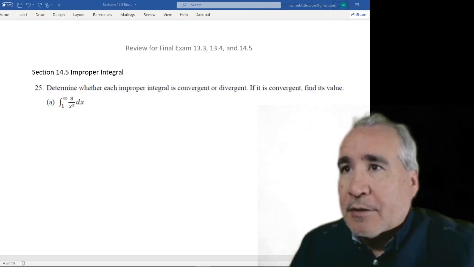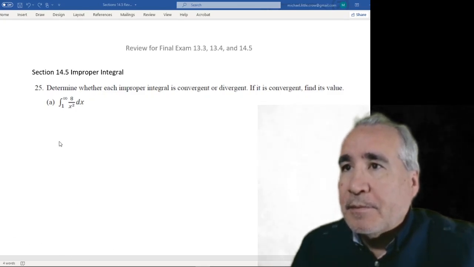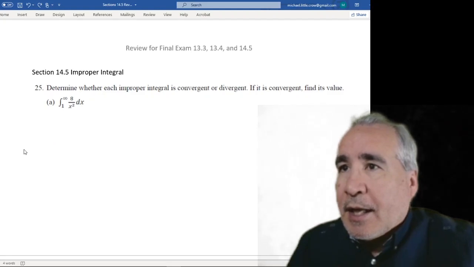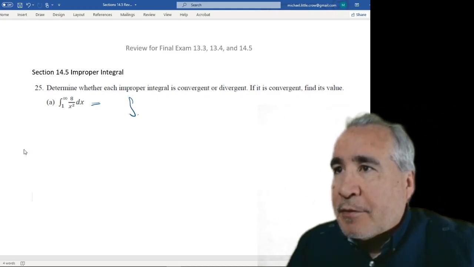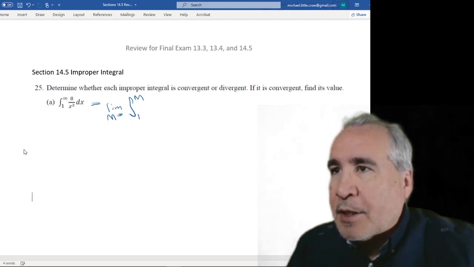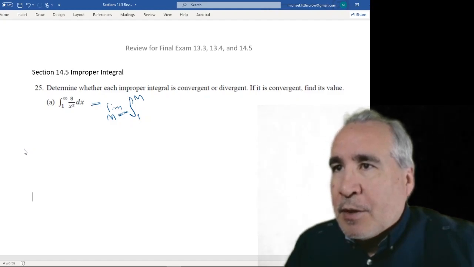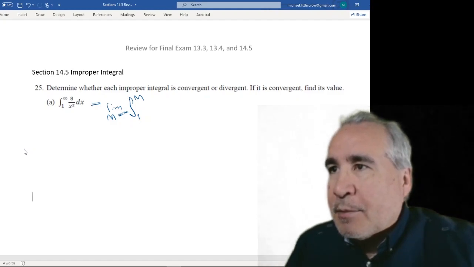Okay, so let's take a look at this first one here. What we're going to do is rewrite this as the integral going from 1 to m, because that's the infinity part. We're going to put this limit out here, and let m go to infinity. We're going to rewrite 8 over x squared as 8x to the minus 2 dx.